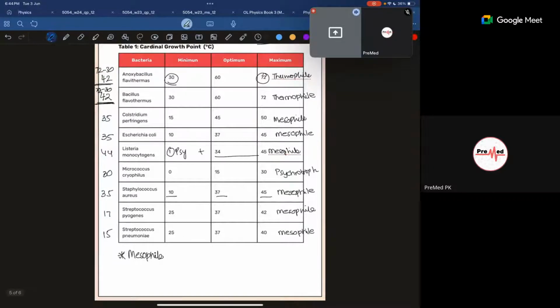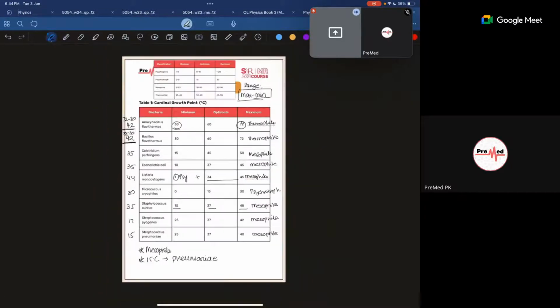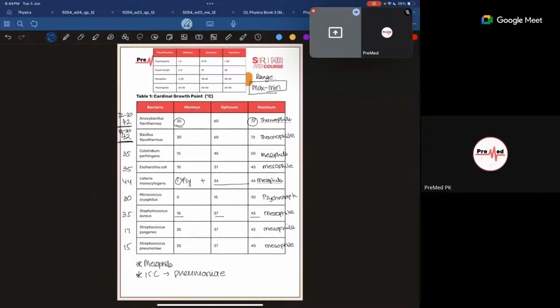So if we analyze the ranges of all these bacteria, we can see that Streptococcus pneumoniae has the least range of 15 degrees Celsius. That is the least range. If you guys have any problem with this, do let me know in the chat.